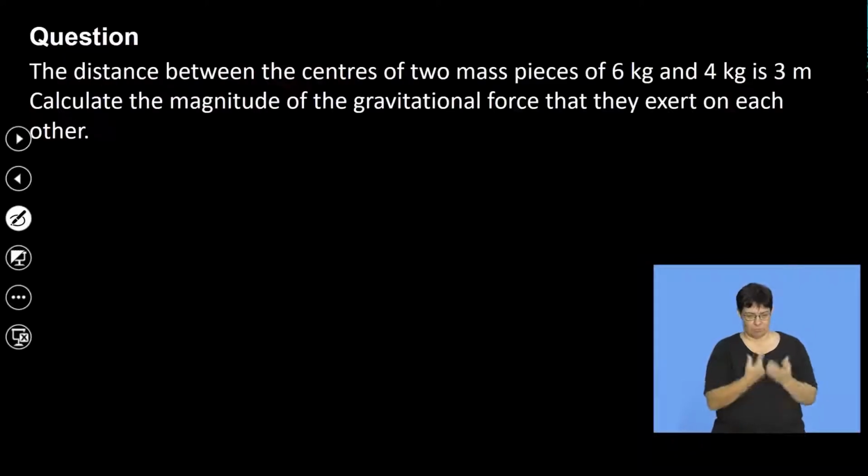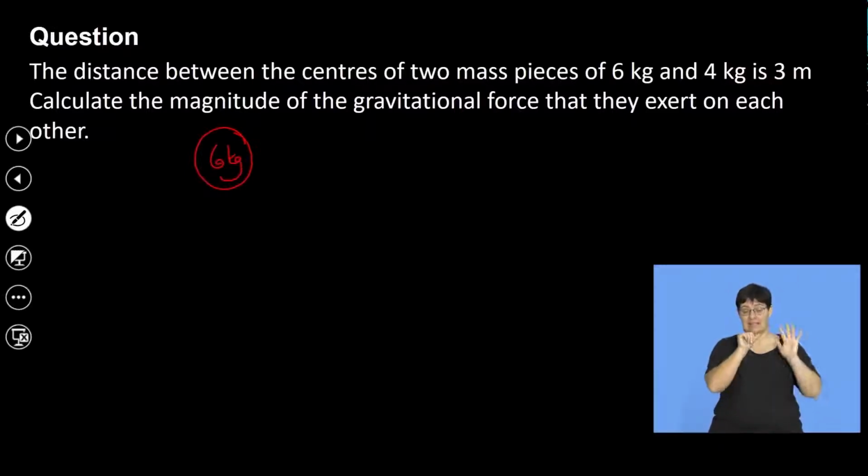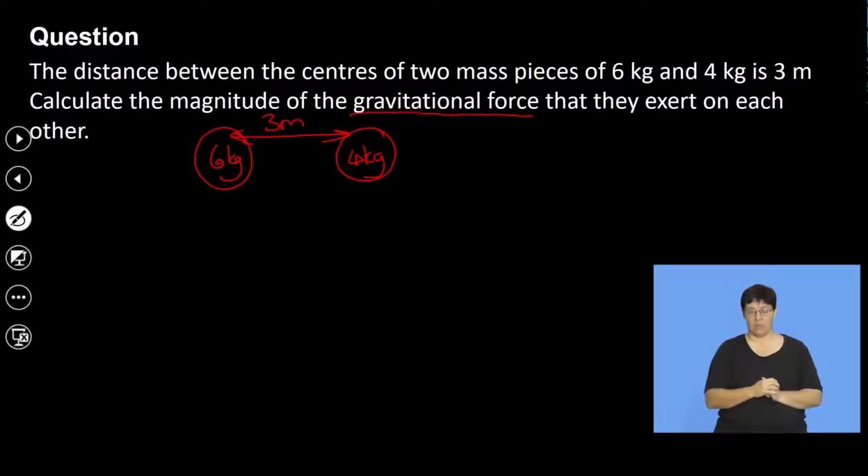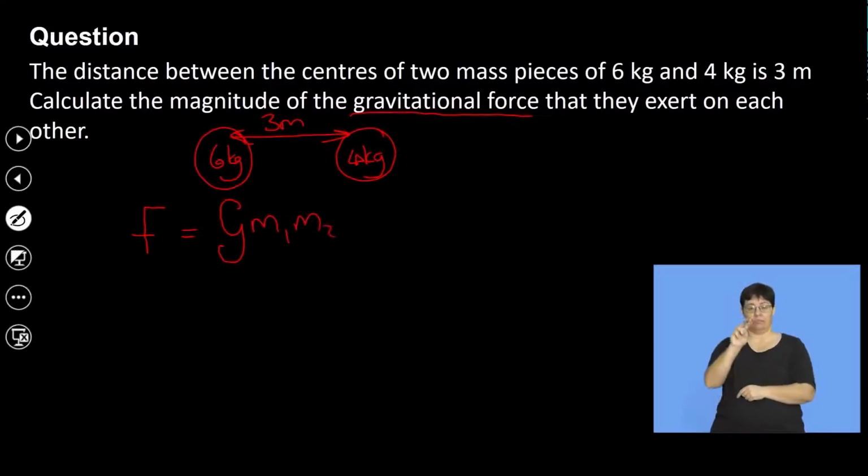How do we do this? So we have the two centerpieces. This is what we're saying. We've got a mass, which is 6 kilograms. We've got a mass, which is 4 kilograms. And the distance between them is 3 meters. I want the gravitational force. As soon as I see that, I know I'm using Newton's law of universal gravitation. So F equals G m1 m2 over r squared.